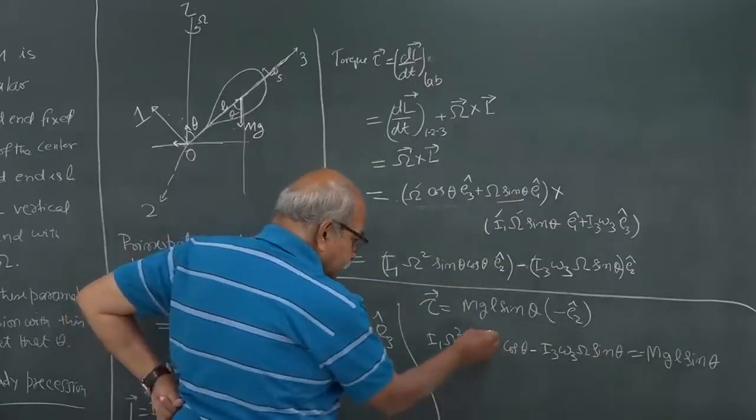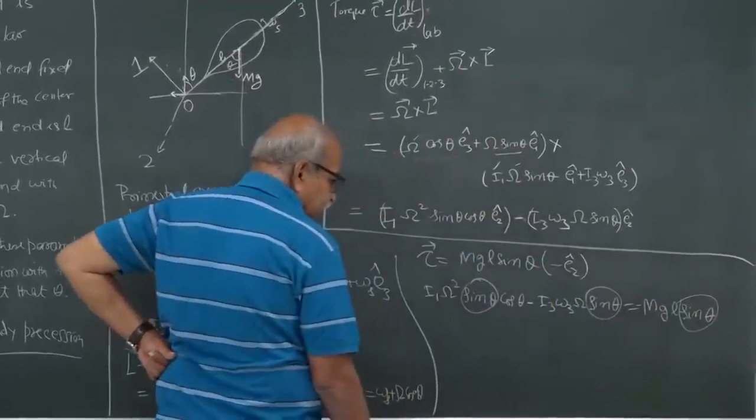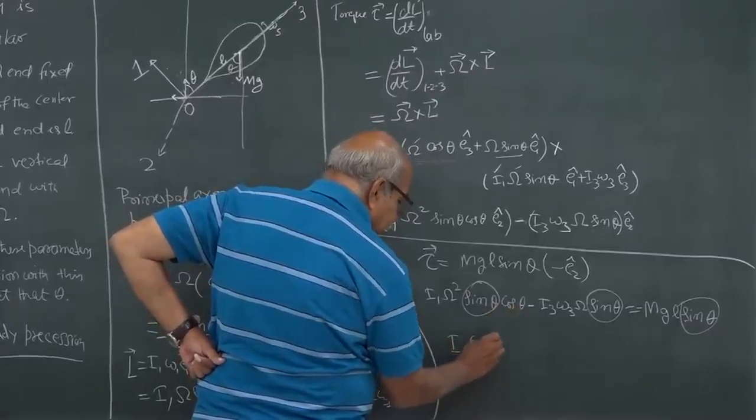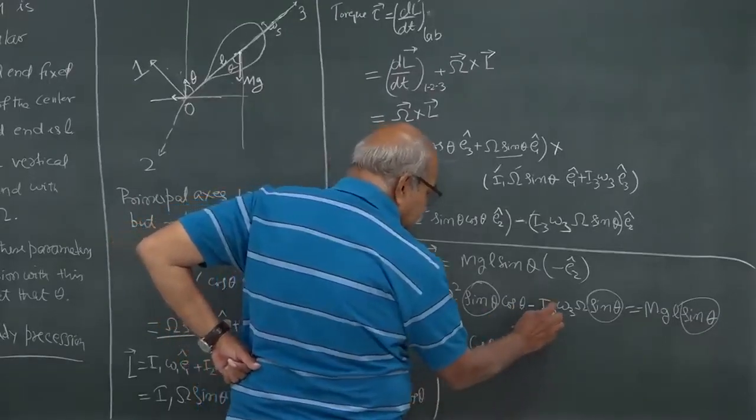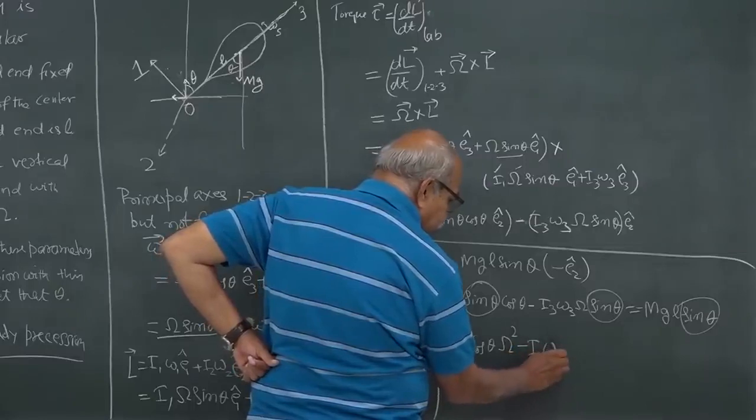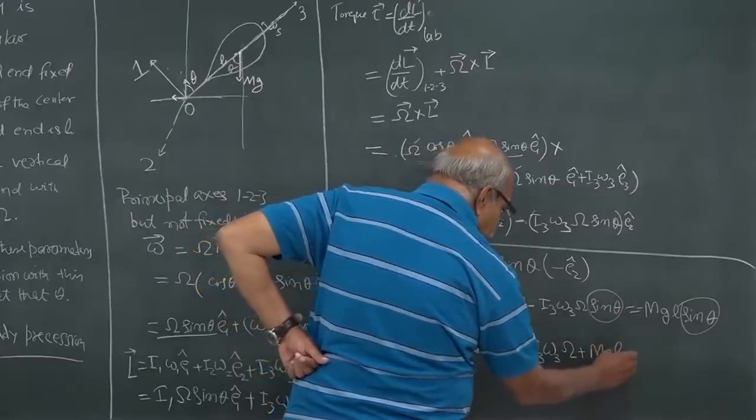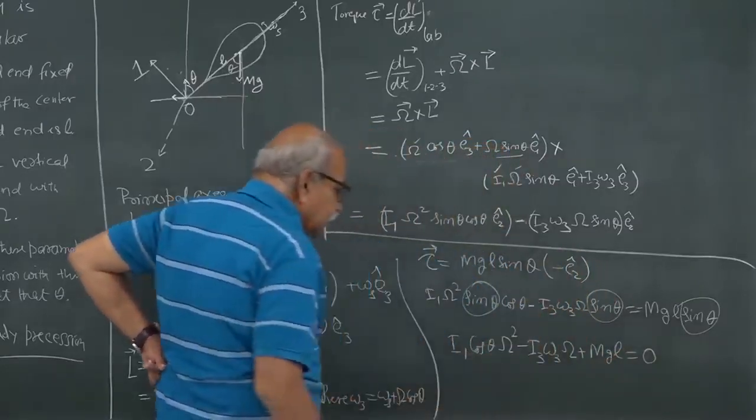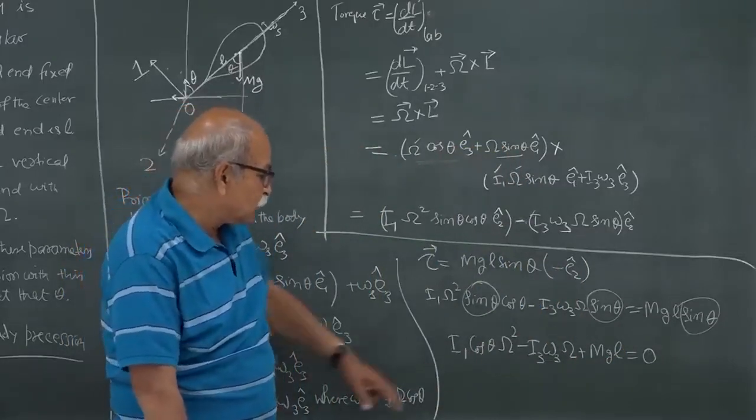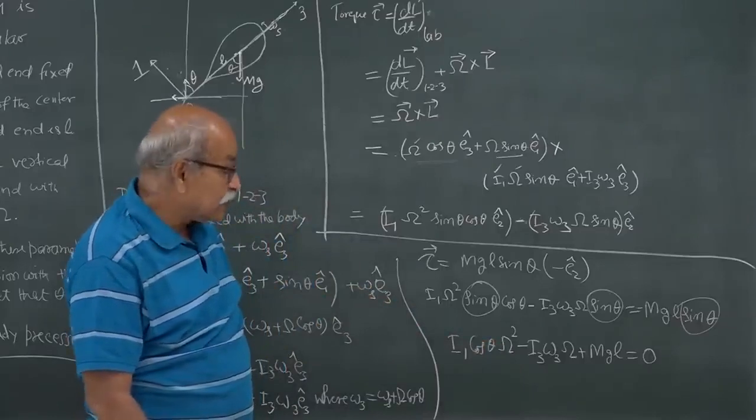Now, sin theta you can cancel, sin theta here and sin theta here. So, that can be cancelled. What you have now is I1 cos theta capital Omega square minus I3 omega 3 capital Omega plus mgl is equal to 0. So, from here you can try to write what this capital Omega will be. It is a quadratic equation.